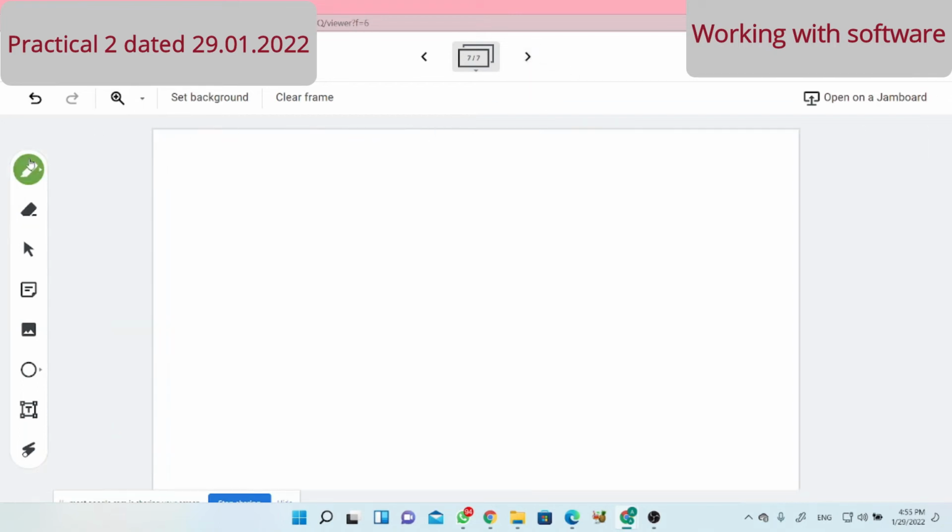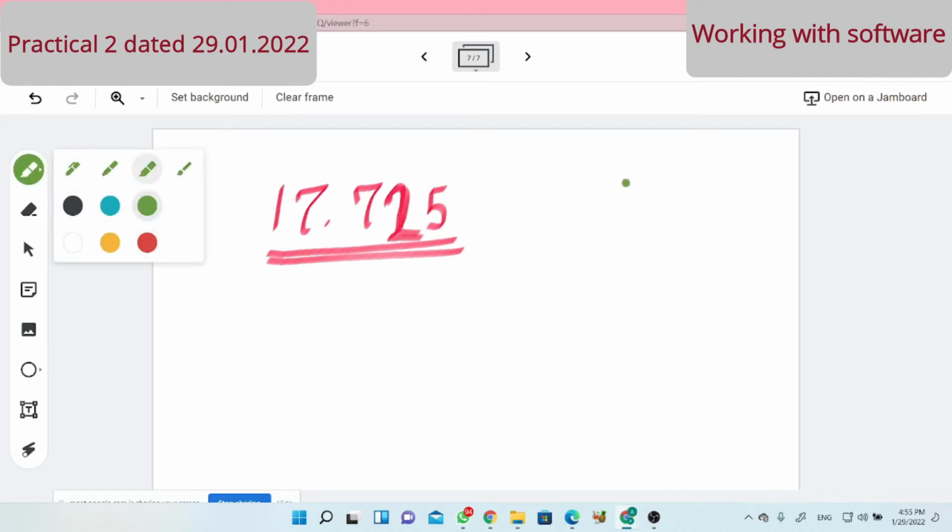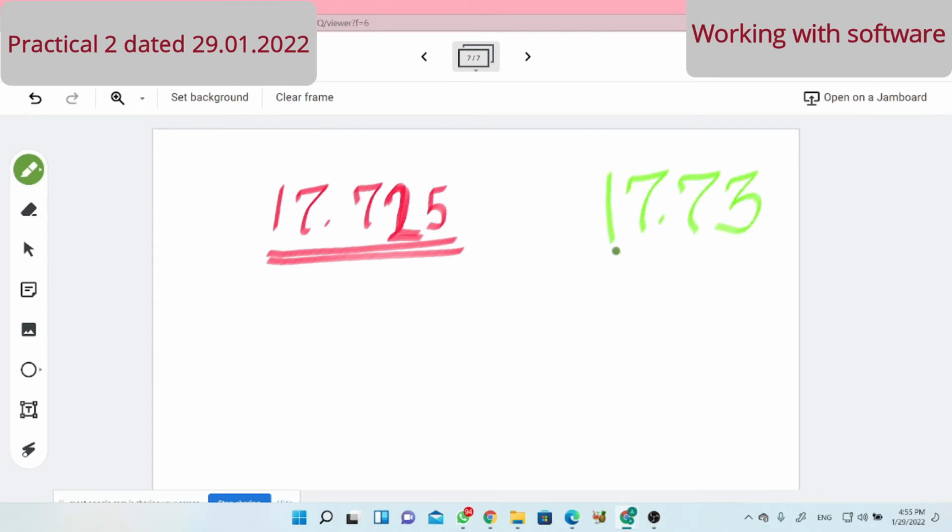Good. Now about your actual burette readings and finding the mean value, that was the issue. Suppose the average comes as 17.725. Then what will be the answer? As per software, 17.73. As per the actual rules of analytical chemistry, it will be 17.72. Are you following?